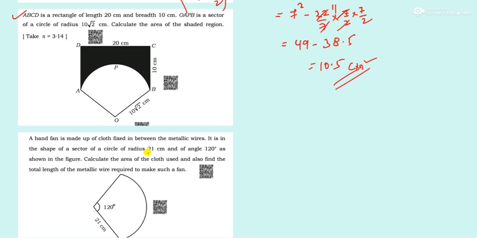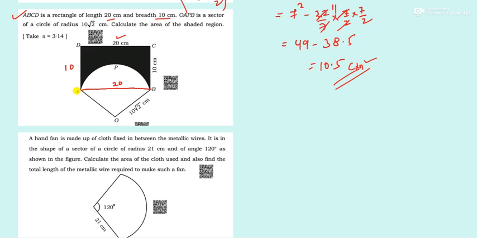You can see it. They have given that, what is the question? ABCD is a rectangle. If I write a line over here, now it is a rectangle of length 20. This is 20, again this will also be 20, and breadth 10. So this is 10, again this will be 10.